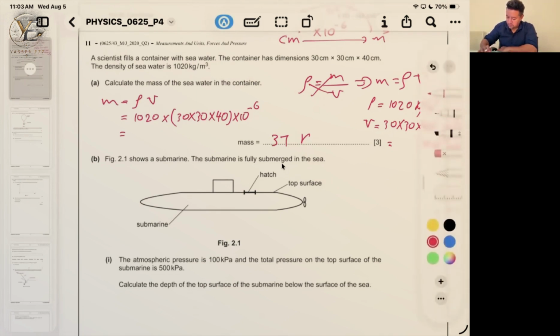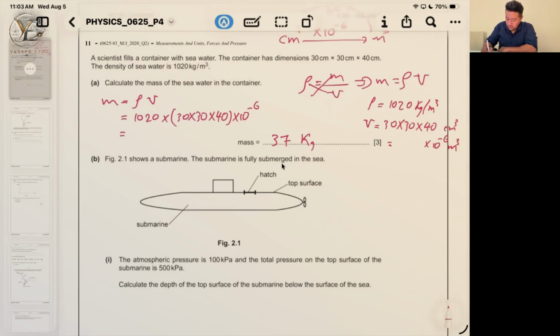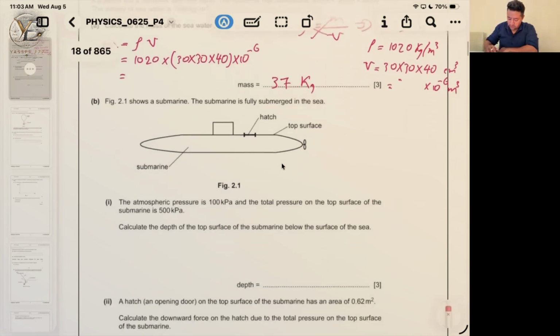37 kilograms, but okay, we are going to keep this aside.